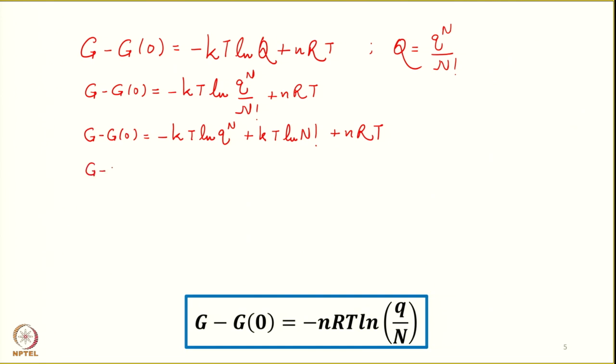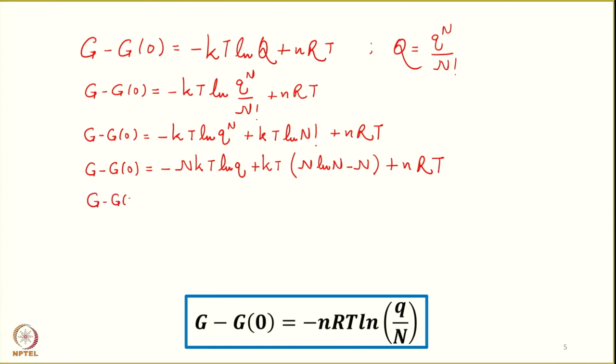G minus G0 is equal to minus nkT log Q plus kT. I will use Stirling approximation: log n factorial is n log n minus n, plus nRT.